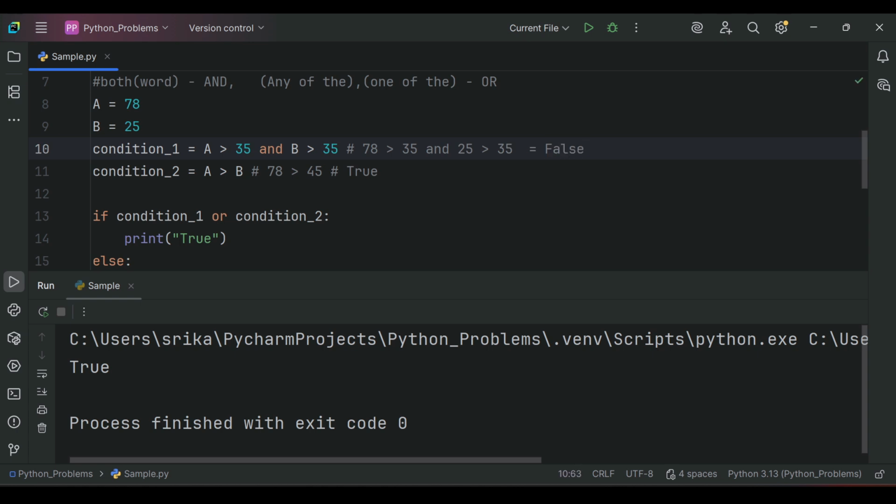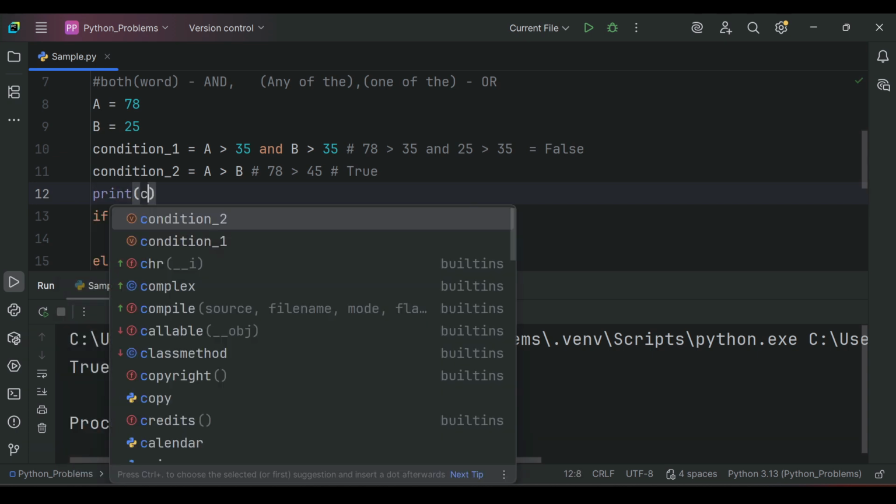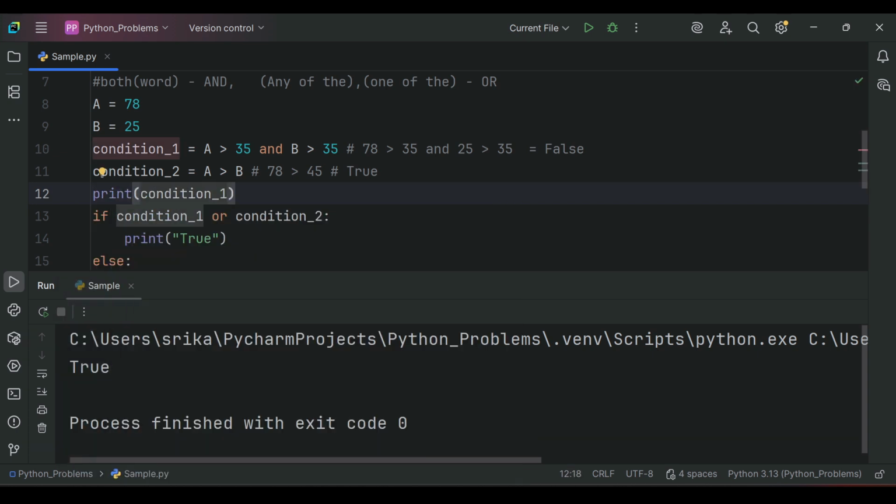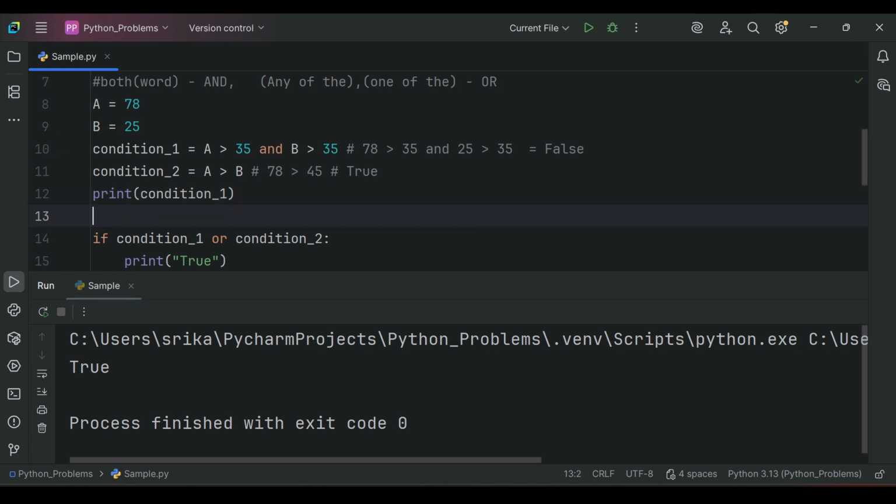Now I will print this, print condition 1, check it. This is a false value. I will print condition 2 also. Condition 2, see here, this is 25. Actually this is a false value, this is a true value. The final output is also true.